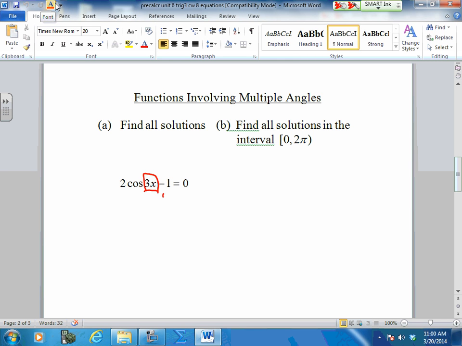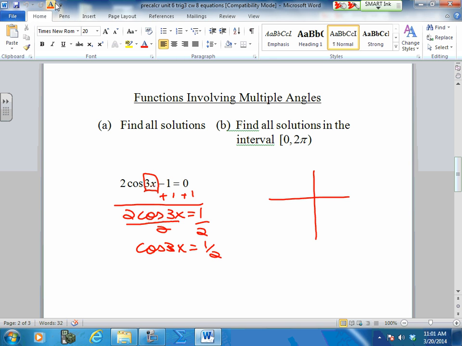So we're going to add 1. We're going to divide by 2. Okay, and this is a triple, but we're going to treat it as an x right now. And we're going to find our solutions from 0 to 2 pi. So let's look at our solutions from 0 to 2 pi. So where is cosine? Treat this as 1 right now. Treat this as an x right now.